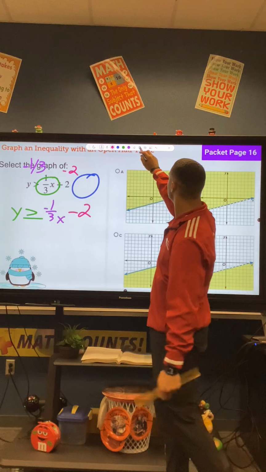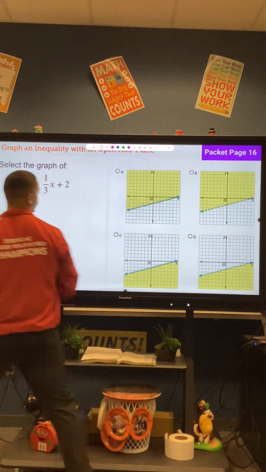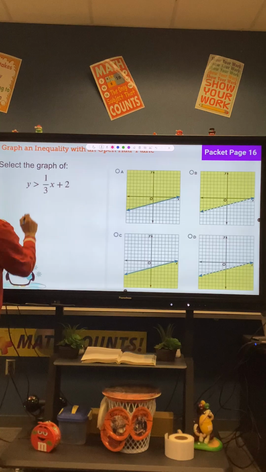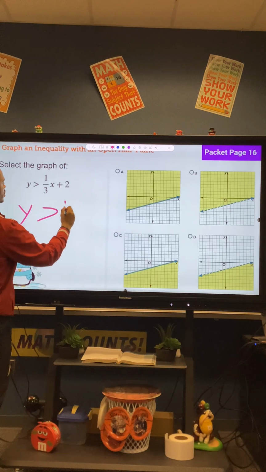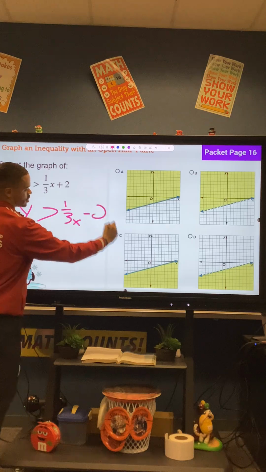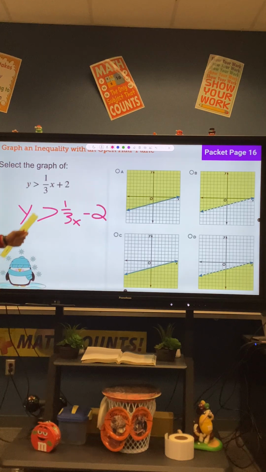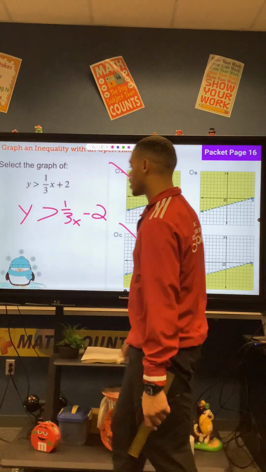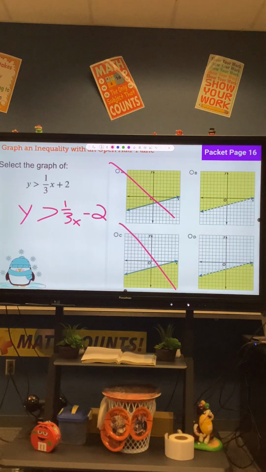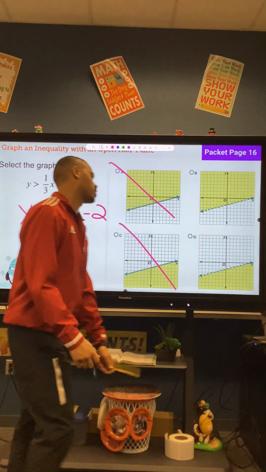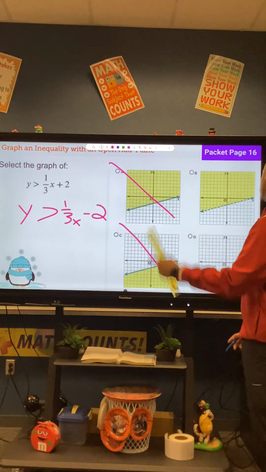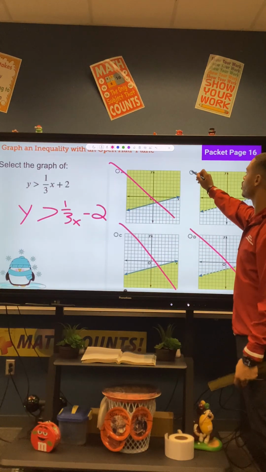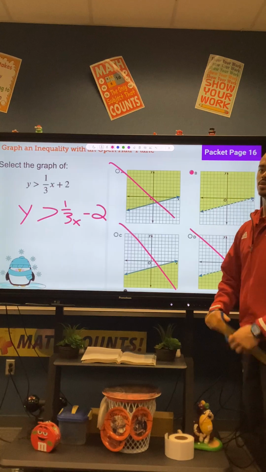For my next one, like I said, this equation is wrong because nothing on this graph matches this. So it should be y is greater than 1 over 3x minus 2. And so if we look at my equation, since I don't have a line under my inequality sign, since this is not a greater than or equal to, I know it cannot be a solid line. So I eliminate those two. y is greater than my 1/3 x, right? Which means I have to shade above. This one is shaded below, so it cannot be that one. Therefore, it has to be B.